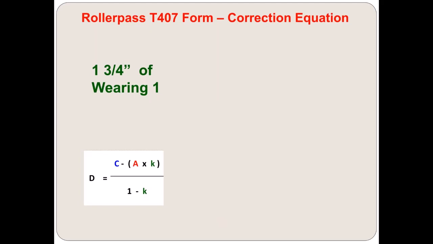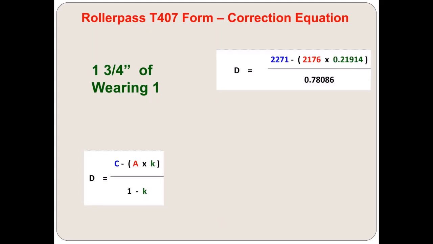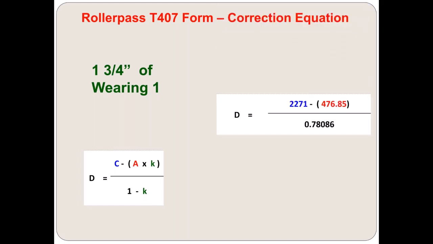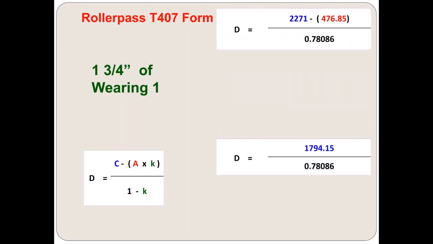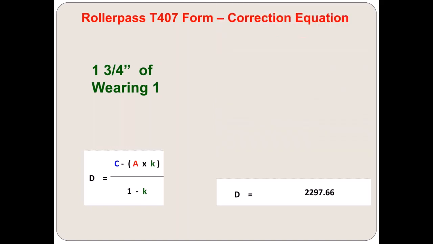so we're going to do our calculation on 6 passes, which was the number of passes before it broke over. We had 2271, 2176 existing density, the K factor for 1 3/4, and we'll go through the math again. Remember to do the rounding at the end. We had a corrected density of 2298.